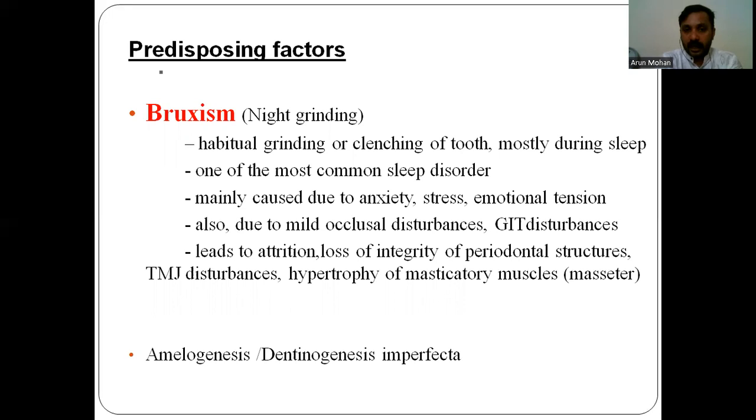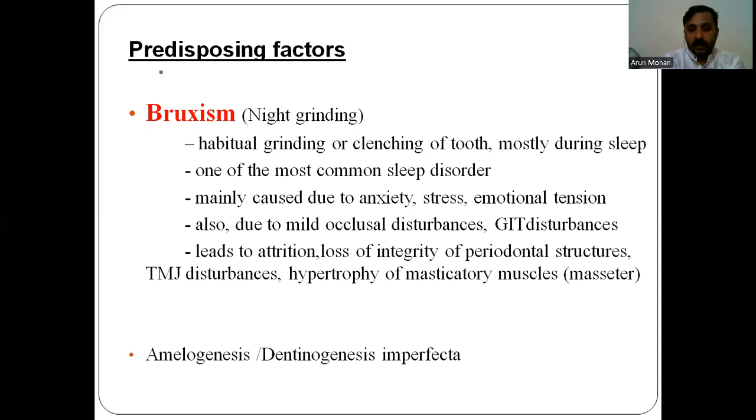As bruxism keeps on going for a longer period of time, there can be a loss of integrity of periodontal structures. There can be disturbances happening to the TMJ due to constant load on the TMJ, and there can also be hypertrophy of masticatory muscles due to their constant working, especially of the masseter muscle. So bruxism is the most common predisposing factor.